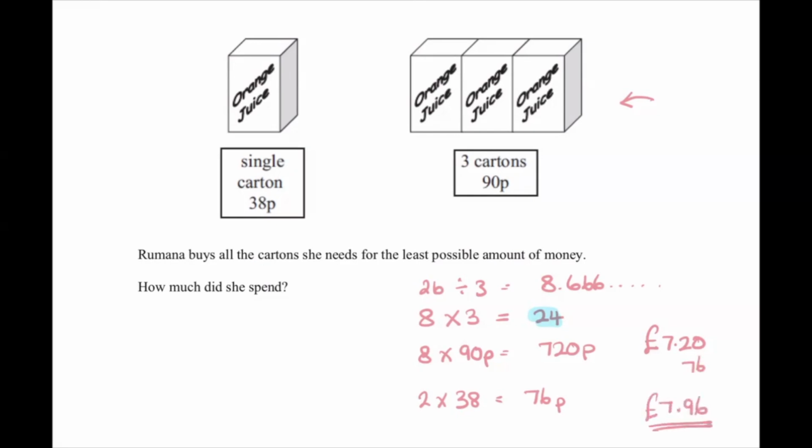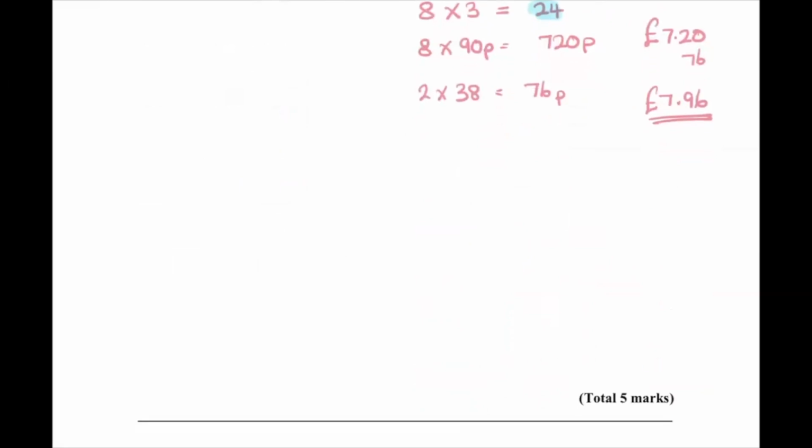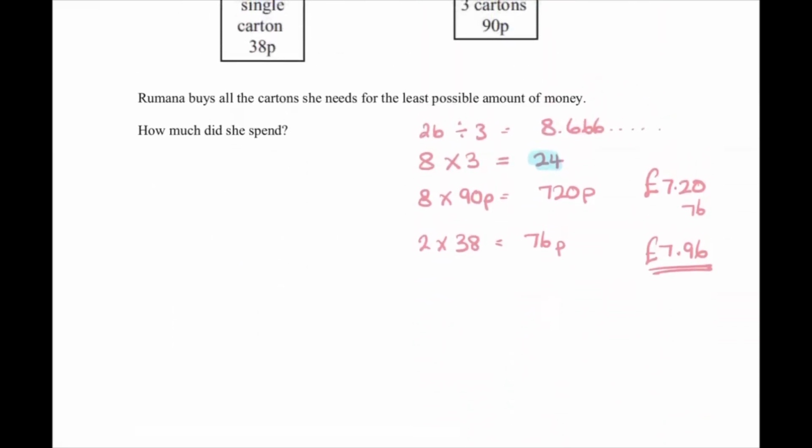Now, what is important is that we include our units. However we've chosen to do it, we've got those units because there's no dotted line and there's no units given to us on the answer. So just make sure you're clear about your units.